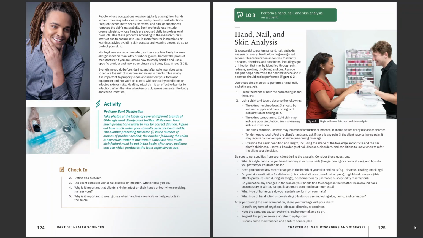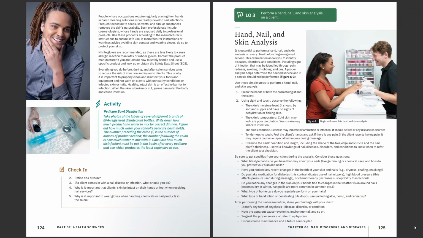The skin's moisture level. It should be soft and supple and have no signs of dehydration or flaking skin. The skin's temperature. Cold skin may indicate poor circulation. Warm skin may indicate infection. The skin's condition. Redness may indicate inflammation or infection. It should be free of any disease or disorder. Tenderness to touch. Feel the client's hands and ask if there is any pain. If the client reports having pain, it may require caution or special techniques during massage.